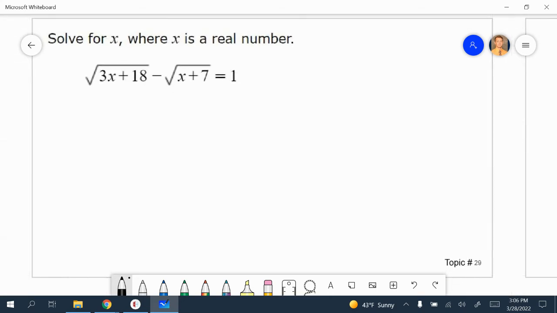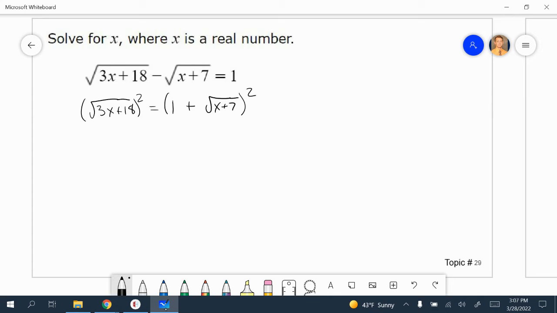For topic 29, I'm going to move all of this right-hand side of this radical over to the right-hand side of the equation. So square root of 3x plus 18 on the left-hand side equals 1 plus the square root of x plus 7, because I moved it over. We're going to square both of these. So if I square this, that's pretty easy, but if I square this, we're going to have to FOIL again.